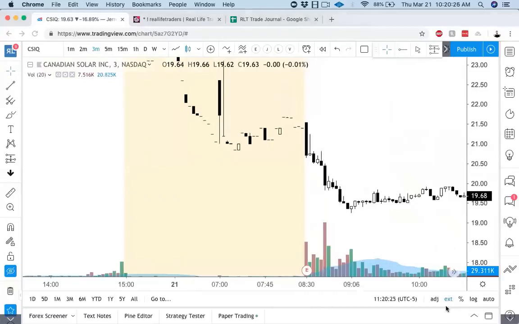And yes, we got out early because that was a 1, 2, 3, 4, 5. That was the wave structure. So I exit on the wave 3. I didn't hold through the wave 4.